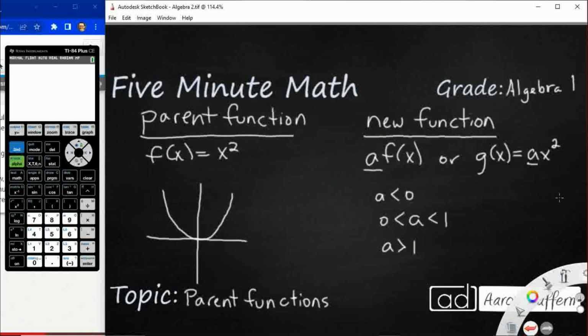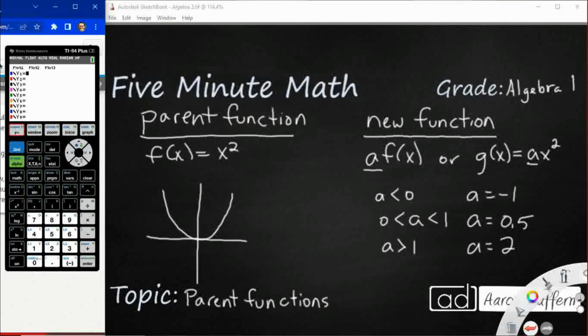What happens if a is less than 0? So let's say a equals -1. What happens if a is in between 0 and 1? So let's say a equals 0.5. And then let's just say a is greater than 1. Let's say a equals 2. So what happens to those three graphs?